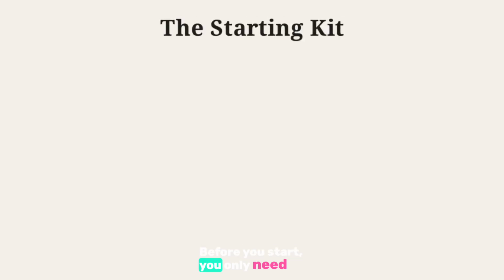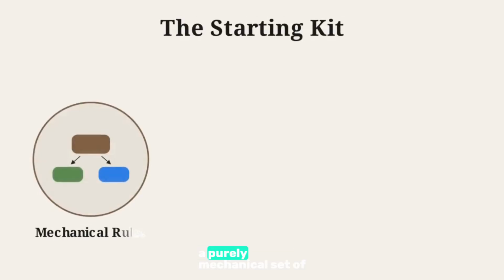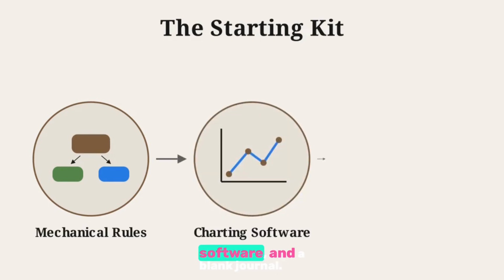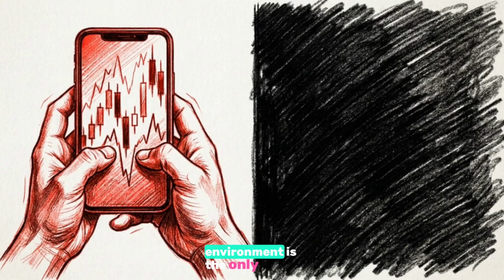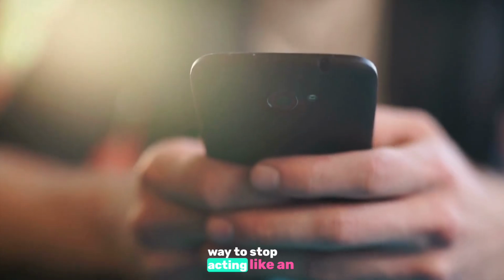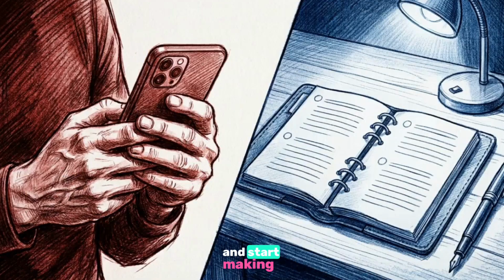Before you start, you only need 3 things: a purely mechanical set of rules for your strategy, standard charting software, and a blank journal. Committing to a zero-risk testing environment is the only reliable way to stop acting like an emotional gambler and start making decisions like a data-driven professional.